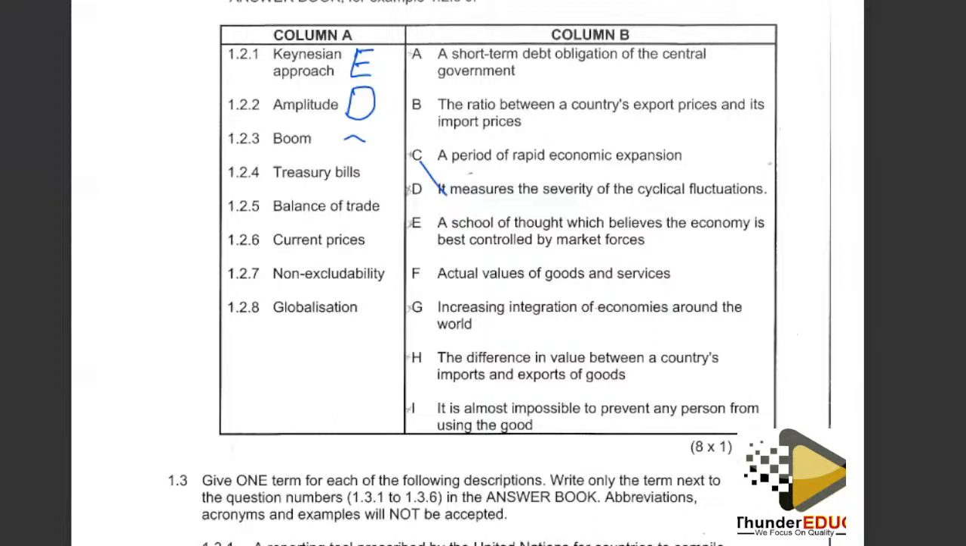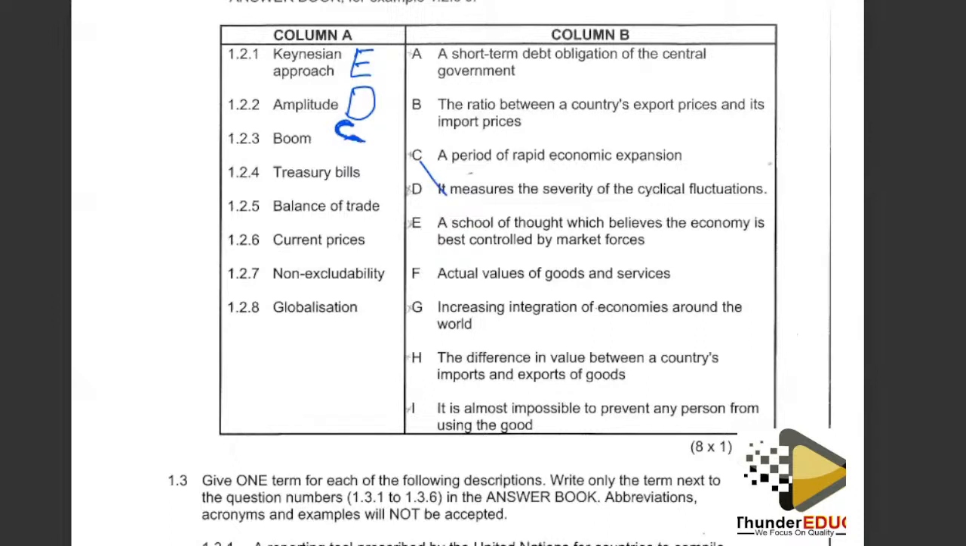So our appropriate answer in this regard is C. The C that says a period of rapid economic expansion. So our appropriate answer is going to be C. Okay, right, grade 12. So now let's move on to the next question.